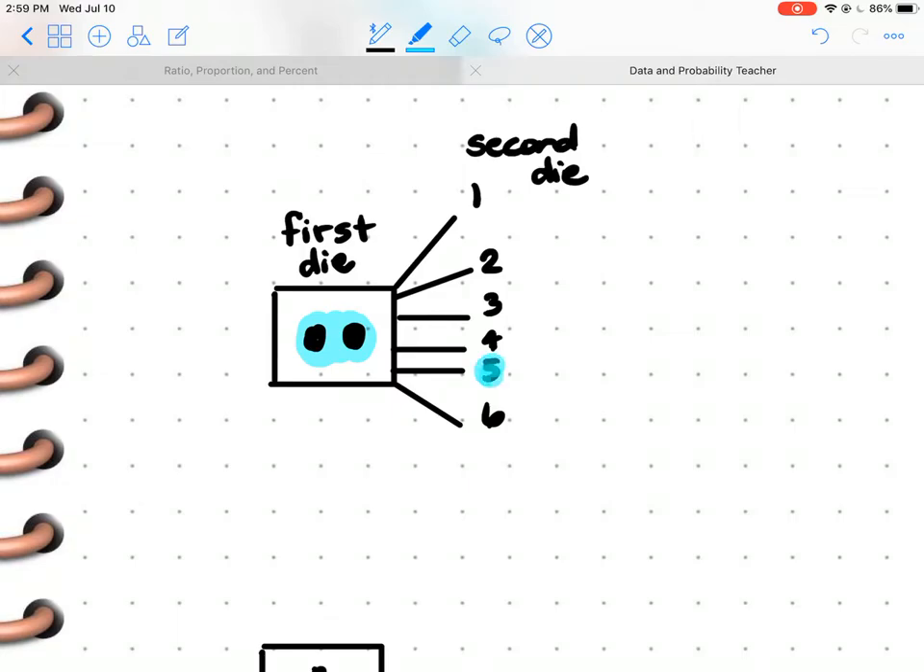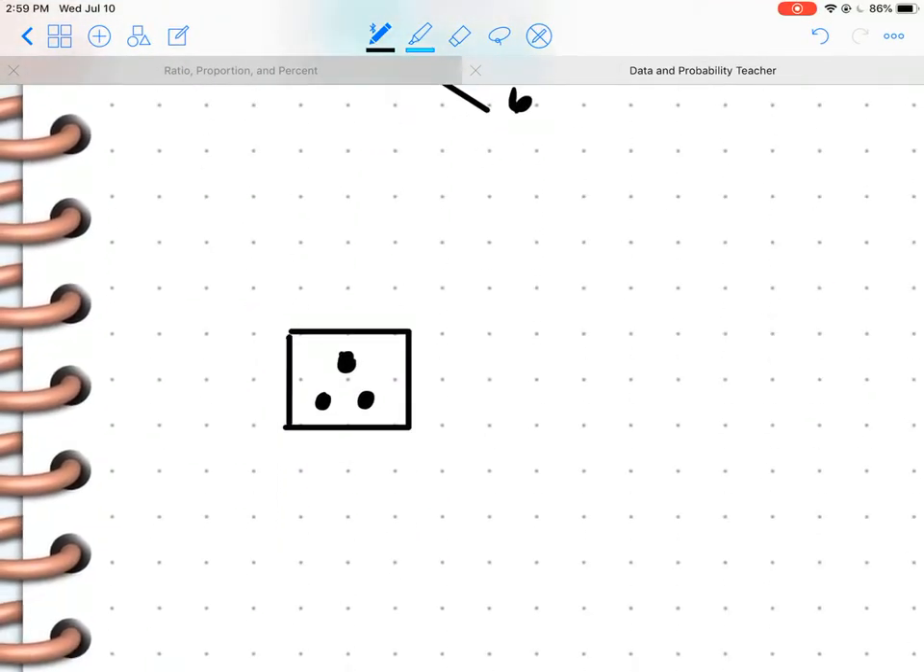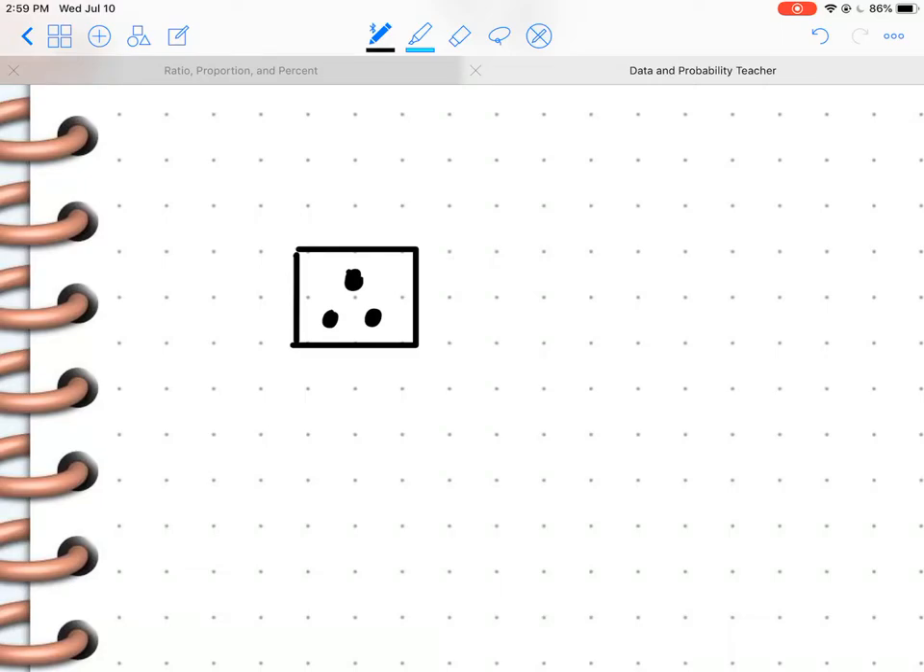2 plus 5. So this pair adds up to 7. Okay, I'm seeing a little bit of a pattern here. So let's look at this example. If the first die gives me a 3, what are my possibilities?